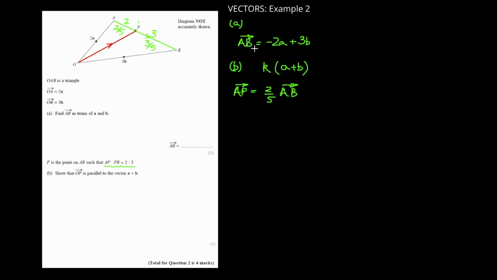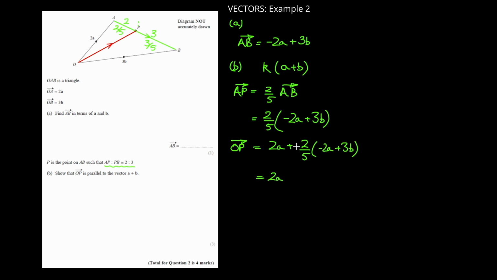And we know from part A that AB is negative 2a plus 3b. So I can rewrite this as 2/5 of our answer from part A, which is negative 2a plus 3b. But we need to do the journey O to P. Well, to do that journey, we go up to A on vector 2a. So this is equal to 2a plus, well, we've worked out AP. It's all of this. So this is copy and paste. So this is 2/5 of negative 2a plus 3b.